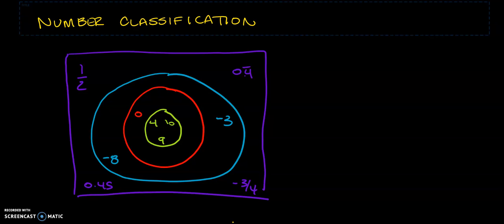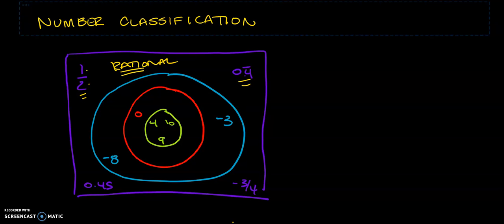Now, this outside box, this purple box, we've got things like 0.4 repeating and 1/2 and 0.45, -3/4. This whole outside group we are going to label as rational numbers. Now, one way, look at this root word ratio. When you think of a rational number, what you're dealing with is a number that can be expressed as a ratio between two numbers. So you'll notice you'll have 1/2. 1/2 is a ratio from 1 to 2, or with 1 and 2.